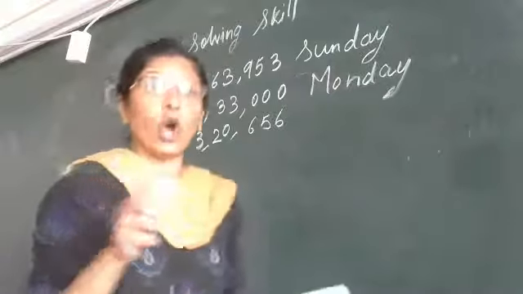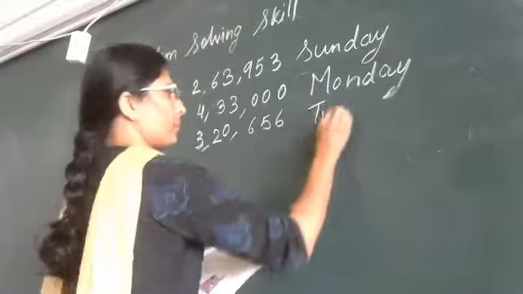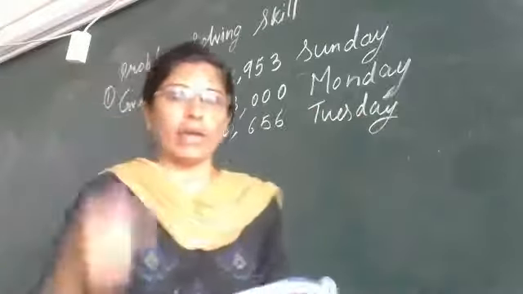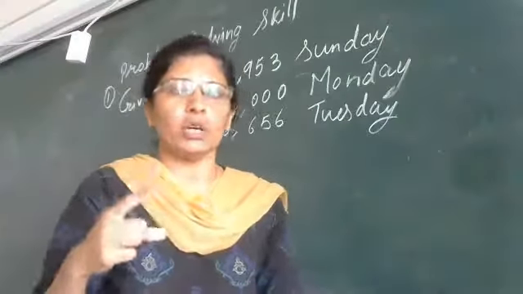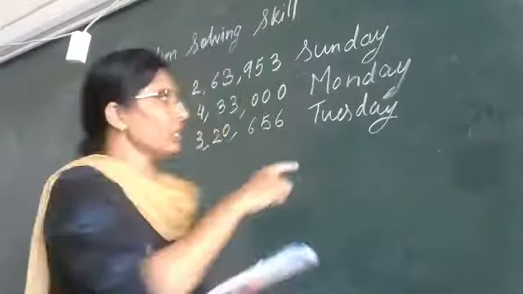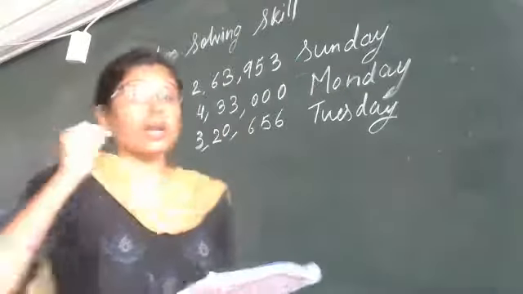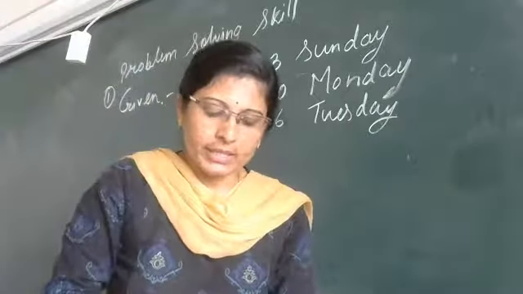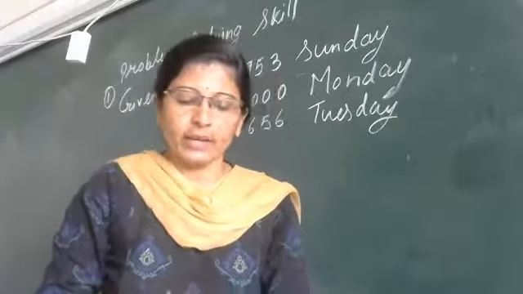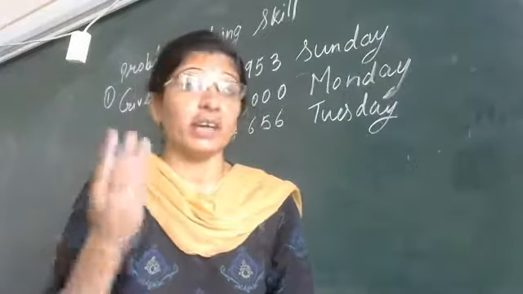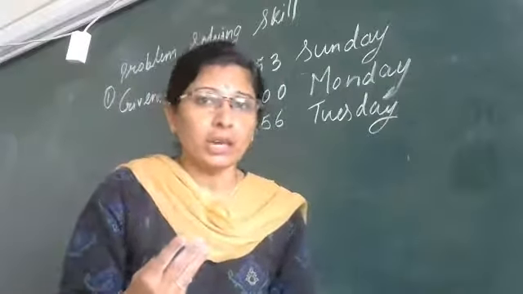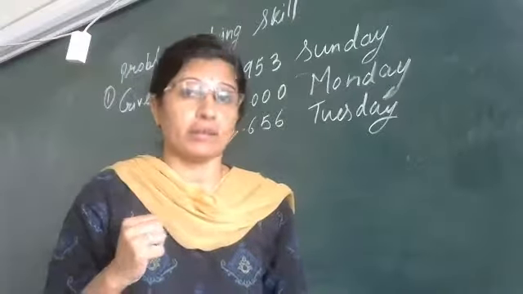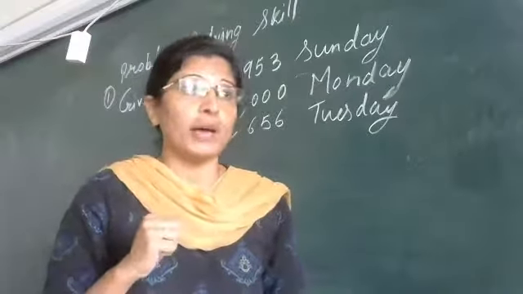3,20,656. They visited on Tuesday. Okay, so these things are given. First, what things are given? We should understand and write. Now, what we have to find? How many visitors in all visited the trade fair in these 3 days? So, what are they asking? That in total 3 days, how many people went? So, what do you have to do here?